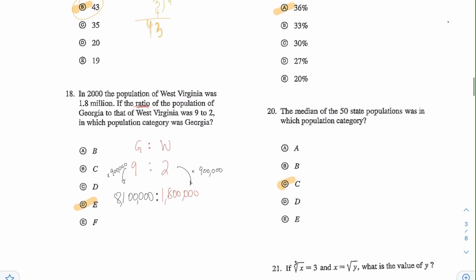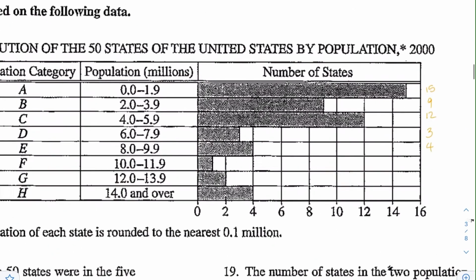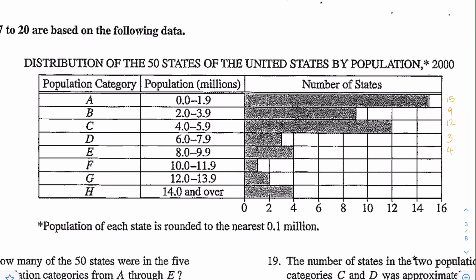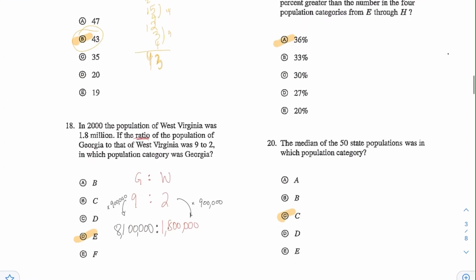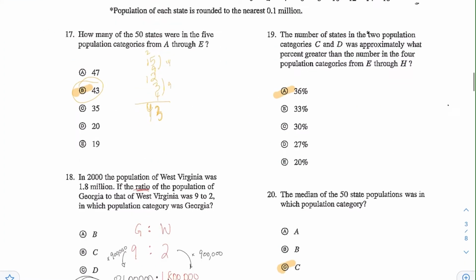So if you go through the categories for 8.1 million, that would be between these two numbers. That's going to be between 8 and 9.9. That's category E. That's choice D.